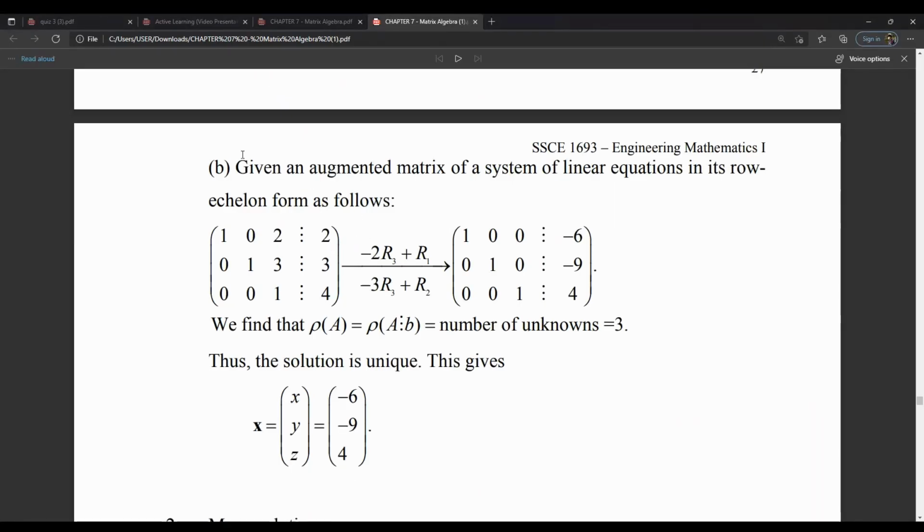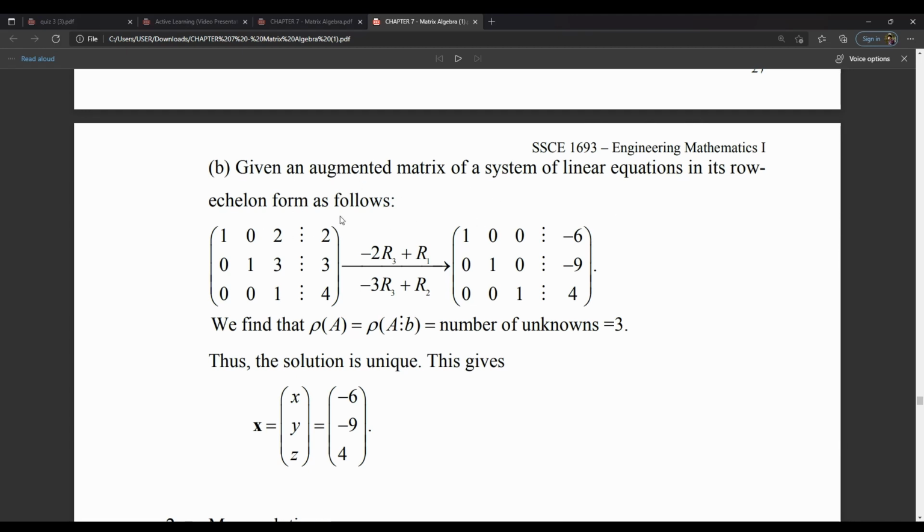Okay, so for the next example B, we are given an augmented matrix of a system of linear equations in its row echelon form. This is the augmented matrix, which is the combination of the coefficient matrix and the constants matrix. This augmented matrix is in row echelon form, which means all the leading entries in each of the rows are 1. We have to determine whether this system is unique or not, so we have to solve this system.